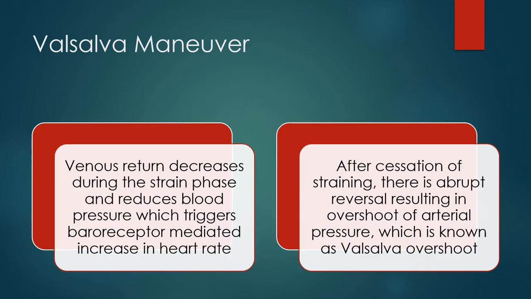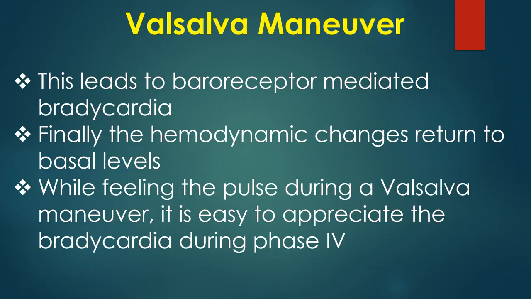Venous return decreases during the strain phase and reduces blood pressure, which triggers a baroreceptor-mediated increase in heart rate. After cessation of straining, there is abrupt reversal resulting in overshoot of arterial pressure, which is known as Valsalva overshoot. This leads to baroreceptor-mediated bradycardia. Finally, the hemodynamic changes return to basal levels. While feeling the pulse during a Valsalva maneuver, it is easy to appreciate the bradycardia during phase 4.